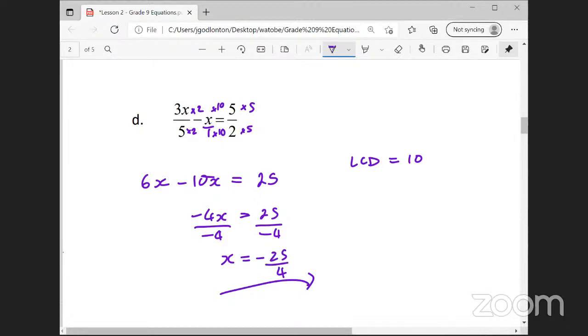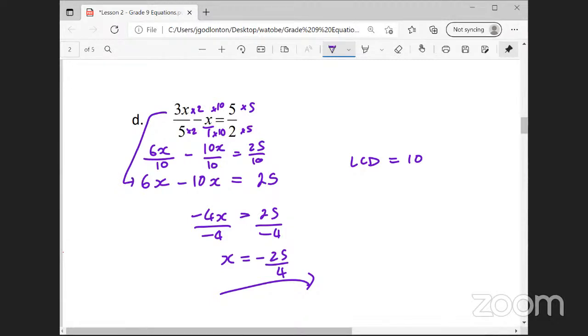If you wanted to not miss a step here, you're also still welcome to write that as 6x over 10 minus 10x over 10, which is equal to 25 over 10. If you want to put that step in with the denominators before you drop it, feel free to do that. If you feel comfortable to jump straight from there to there, you also can do that. So you must do what you feel comfortable with.